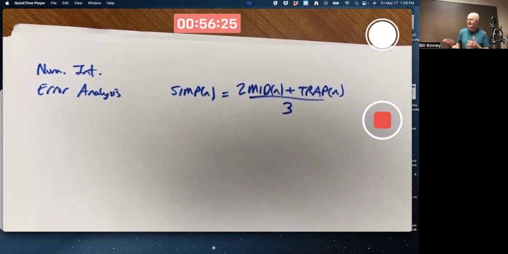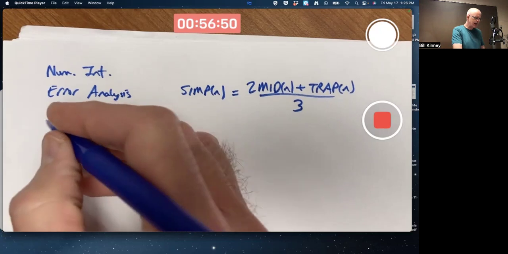Also, there's that knowledge about the errors. For example, if you increase n by a factor of 10, the error in the left and right hand rules goes down by a factor of 10. Trap and mid goes down by a factor of 10 squared, 100. And Simpson's rule goes down by a factor of 10 to the 4th, 10,000. 10,000 times smaller error if you increase n by a factor of 10.